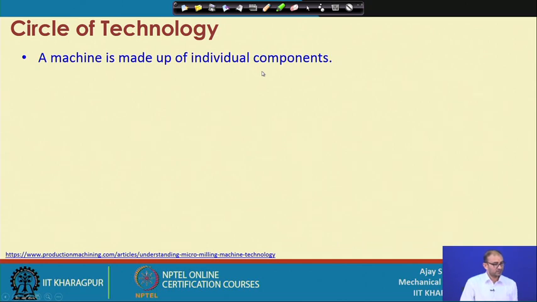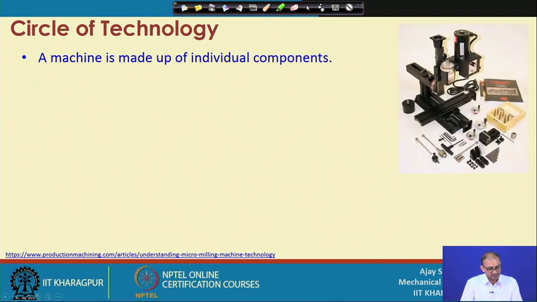Now, what is the circle of technology? The machine is made up of individual components. Now, if you know that the machine consists of many different types of components, it starts, and the contacting point is the workpiece and the tool contact point, that is called the interface point. But if you continue, the workpiece is connected with the workpiece holding device, that is the fixture, which is connected with the x and y table, and then if you continue in this direction, you get different components here.